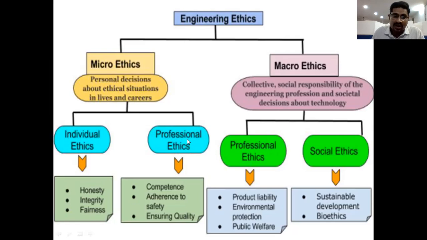So as a job holder, we need to follow some ethics in our workplace. Those are competence, adherence to safety, and ensuring quality. Apart from these three, we have some additional things in our professional ethics. As a job holder, the right actions we need to do in our workplace are called professional ethics. Apart from these, we have additional ethics.